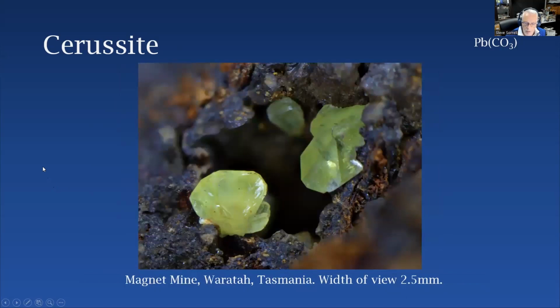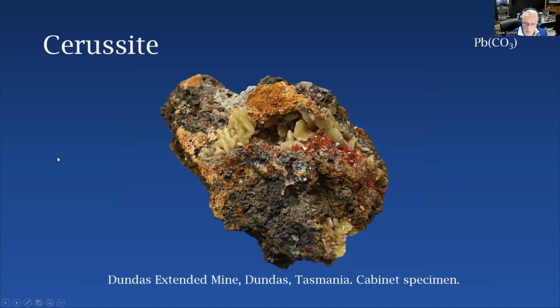And then we have the chrome cerussite, which has very little chrome in it from the analyses that have been done, but it's still referred to as chrome cerussite by people. It can be pale green through to yellow, and can be translucent or almost transparent, through to opaque. Excuse me.